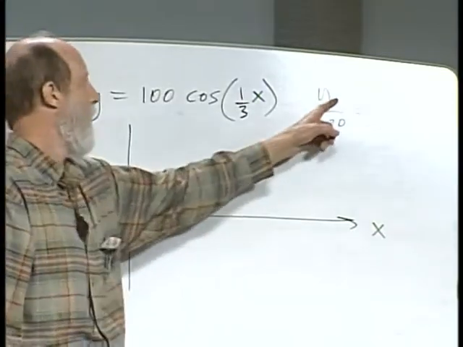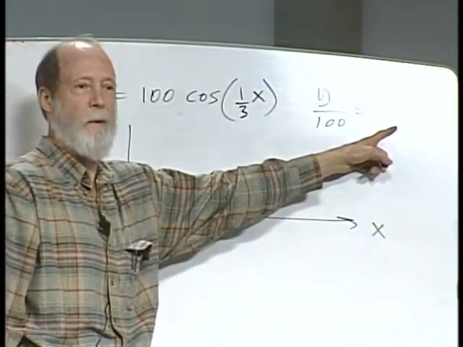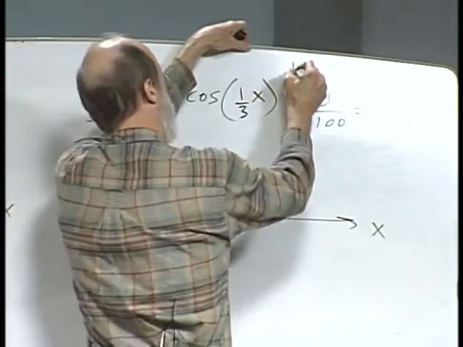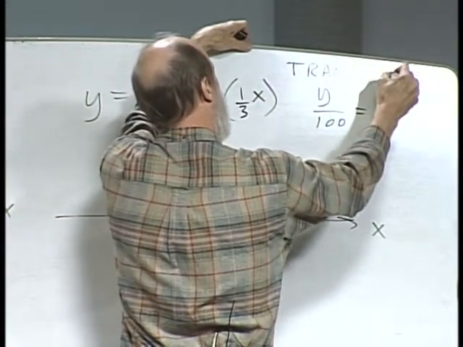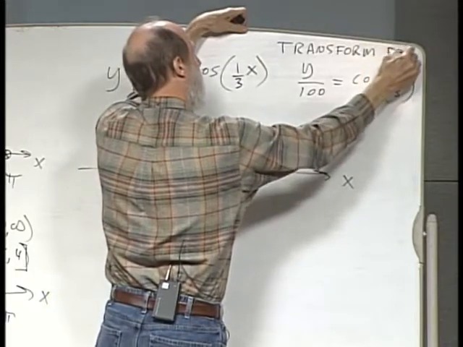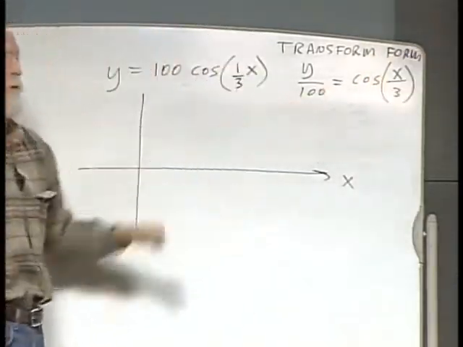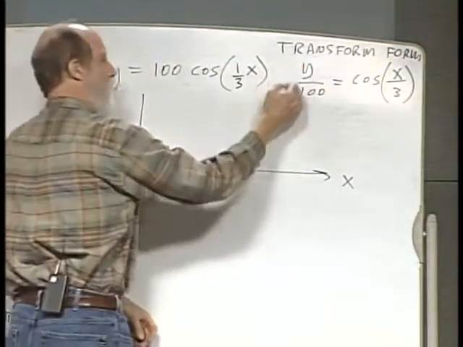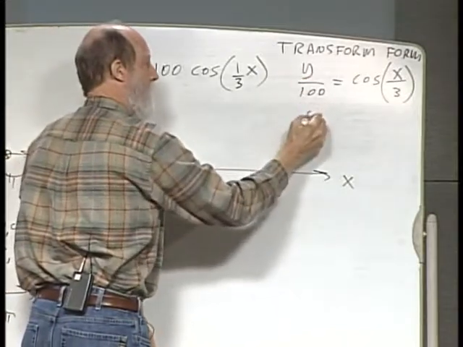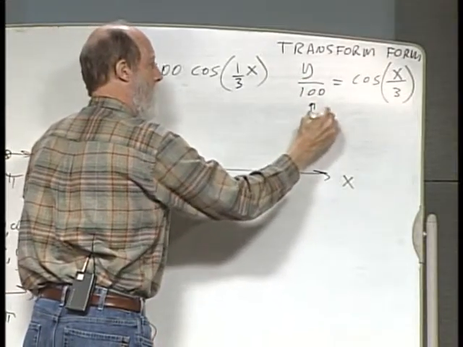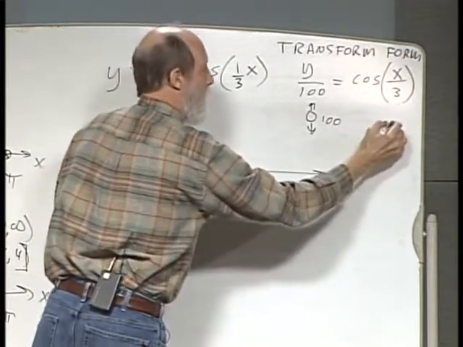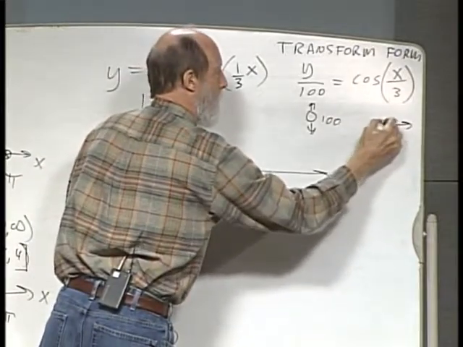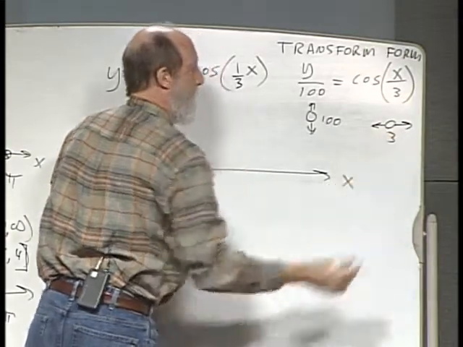Here's what I like to call the transform form over here. The transform form. You can see here, this is the y stuff, which has been stretched by a magnitude multiple of 100. And over here, paralleling it, is the stretching horizontally by a factor of 3.